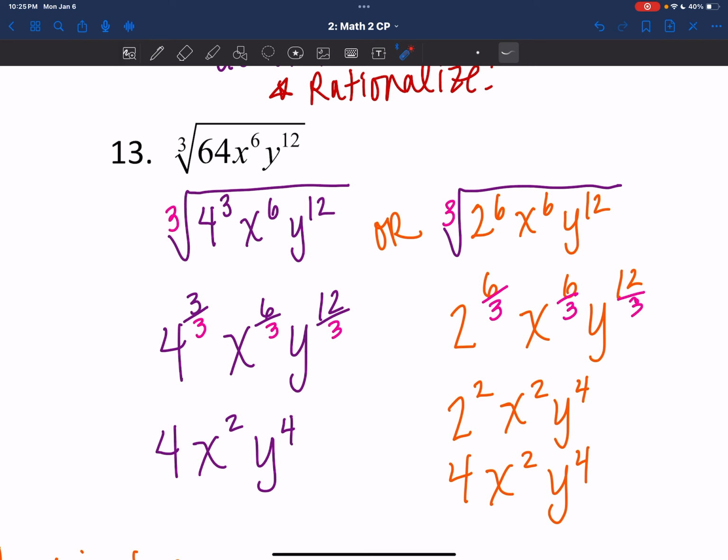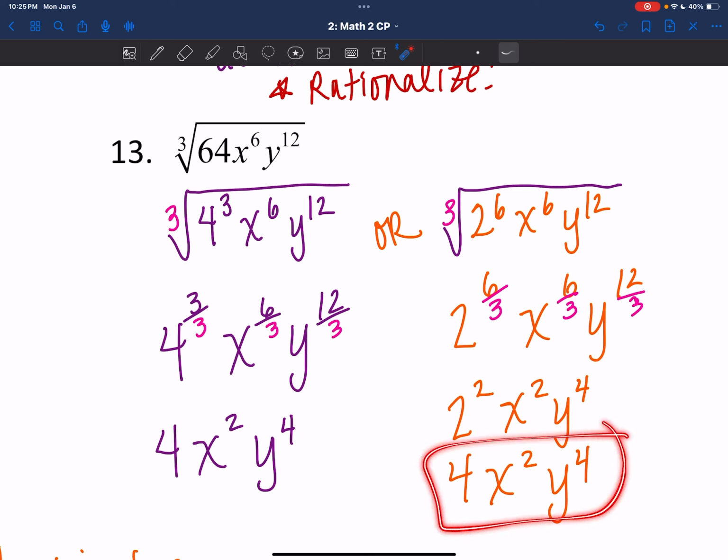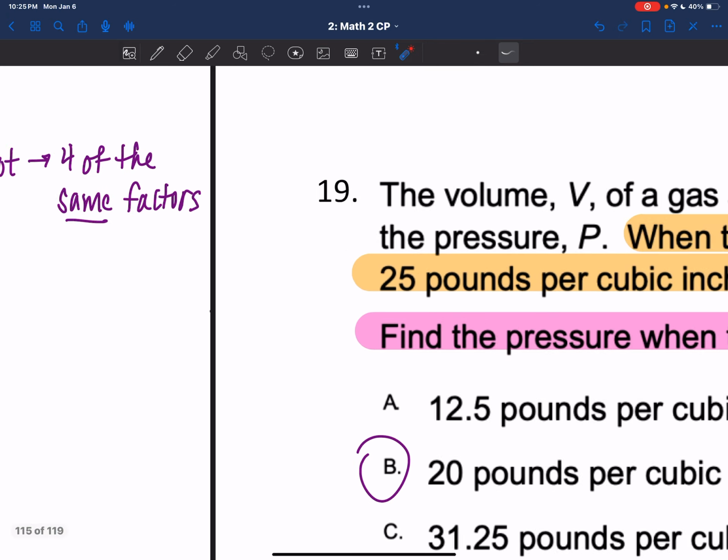Or let's say you broke it all the way down and you did 2 to the 6th power. That's fine, because you're going to get 6/3, which simplifies to 2. And then these are going to be the same thing as before. And then you'll be left here with 2 squared. Well, 2 squared is 4 anyway. So we got the same answer. It doesn't matter which way you do it, but your final answer should still be the same.